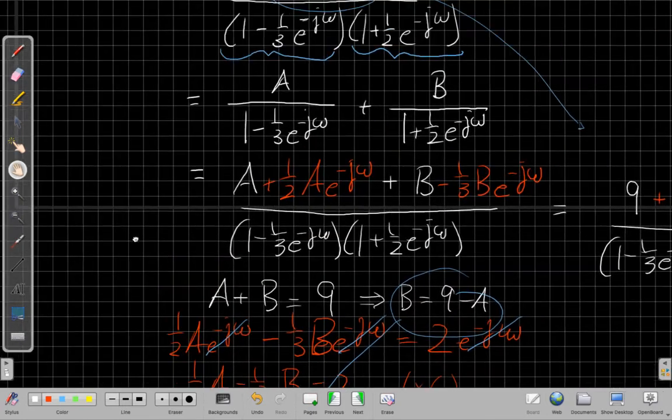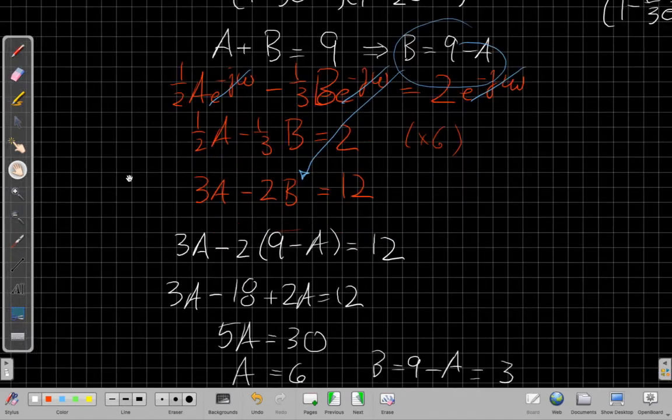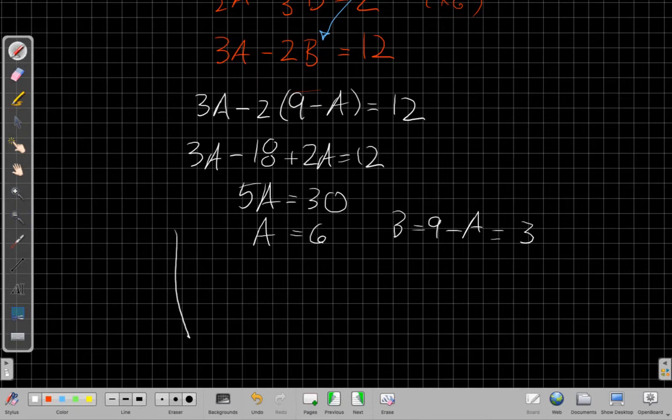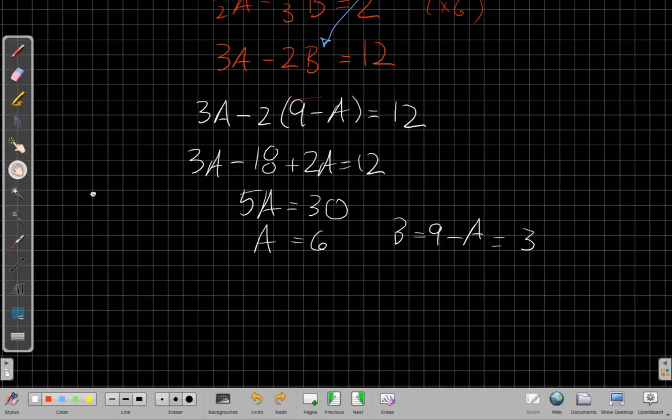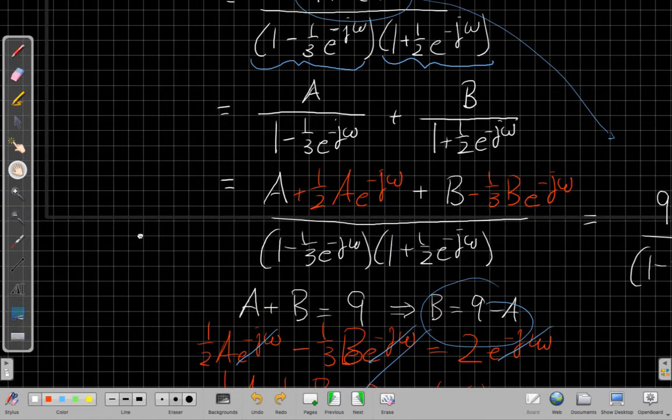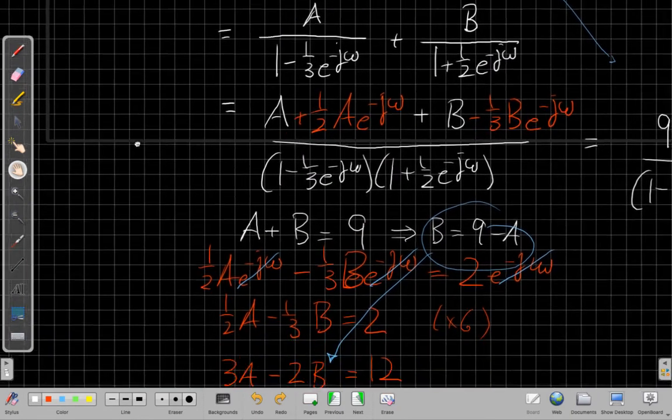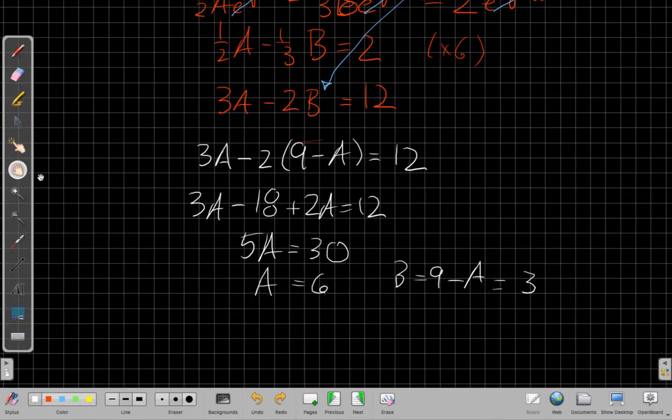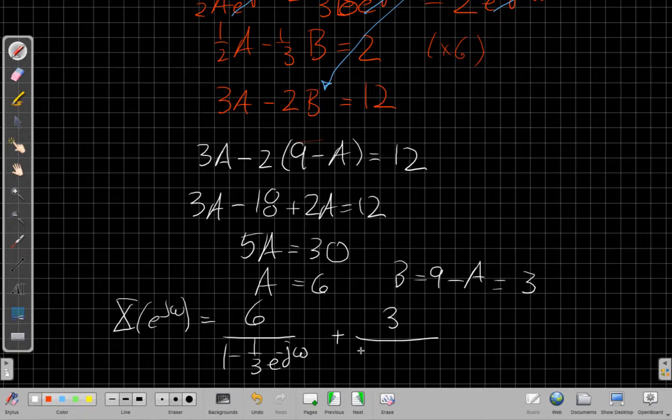So how does that help us? Well, coming back to where we started, I've now got this equation here. So a is 6. Make sure I get it right. It's very easy to do all this work and then put the wrong one in the wrong place. So a is 6 over 1 minus 1/3. So when this is all done, I've got X of e to the j omega is equal to 6 over 1 minus 1/3 e to the minus j omega plus 3 over 1 plus 1/2 e to the minus j omega. I've been doing these for dog's ears, and I still double check because it's easy to get them backwards.